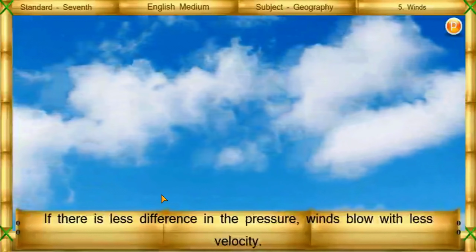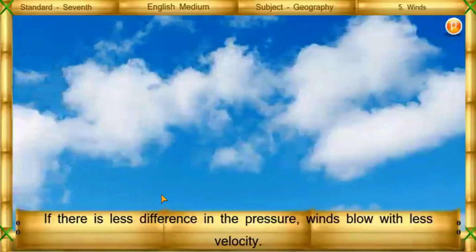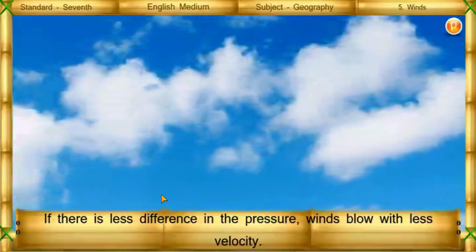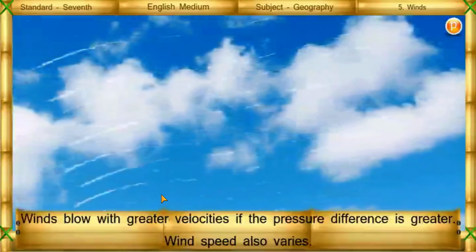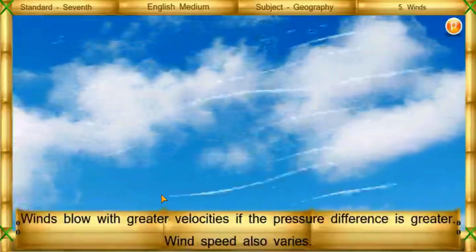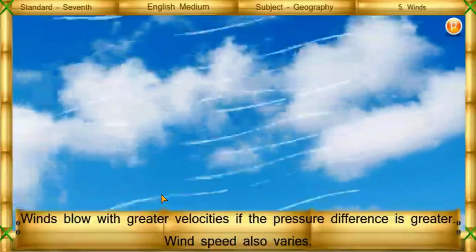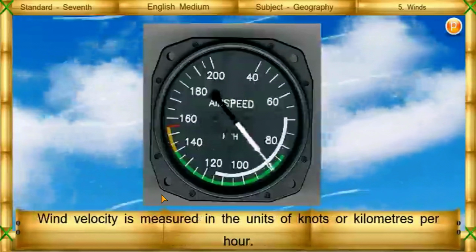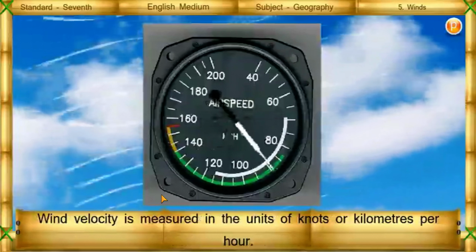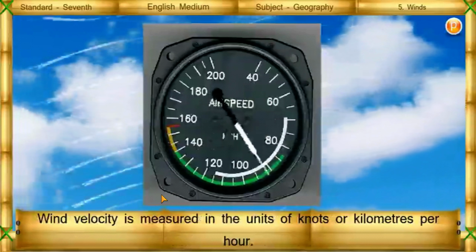If there is less difference in the pressure, winds blow with less velocity. Winds blow with greater velocities if the pressure difference is greater. Wind speed also varies. Wind velocity is measured in the units of knots or kilometers per hour.